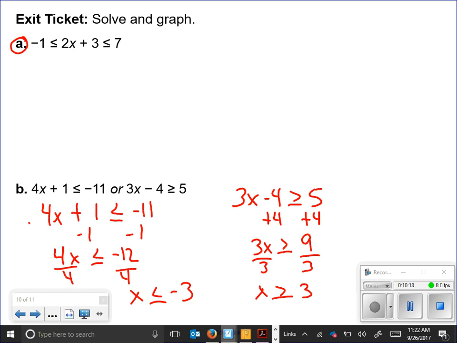So as you can see, they're going in opposite directions. If I graph this, might need a little bit of space here. So negative 4. Okay, I have closed circles at both negative 3 and 3. And it's less than, so this would be this way. And this one's greater than, so this would be this way. And that's our union. They're heading in opposite directions.